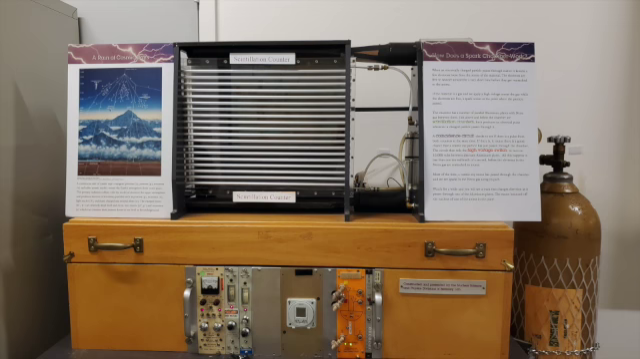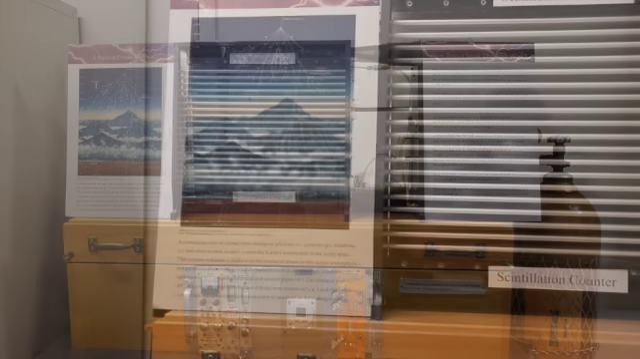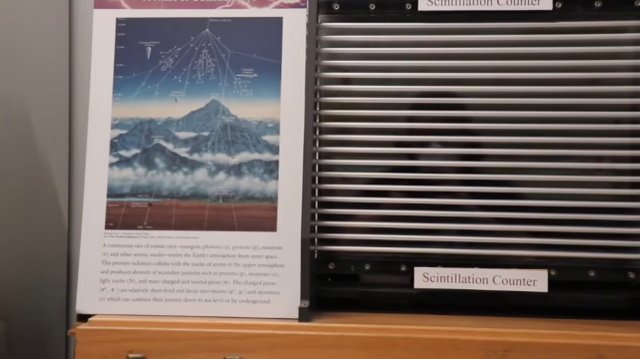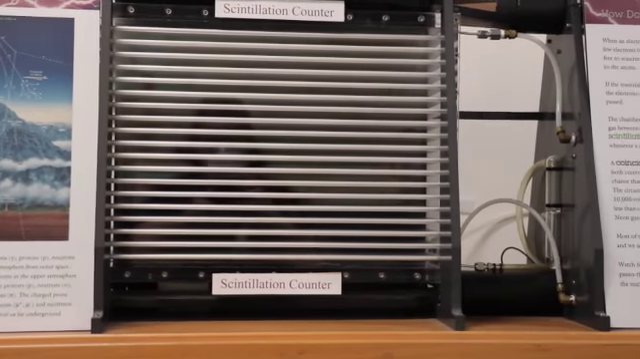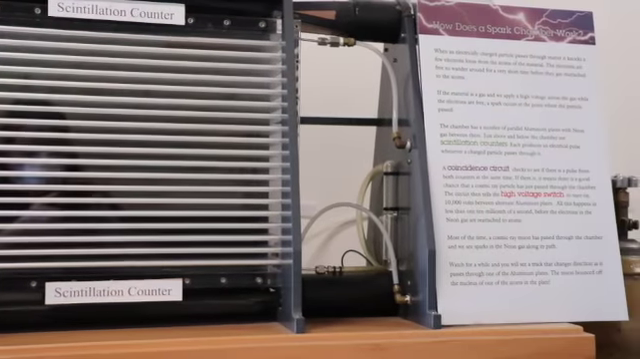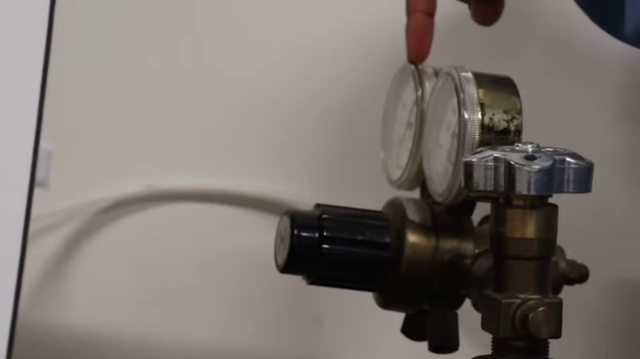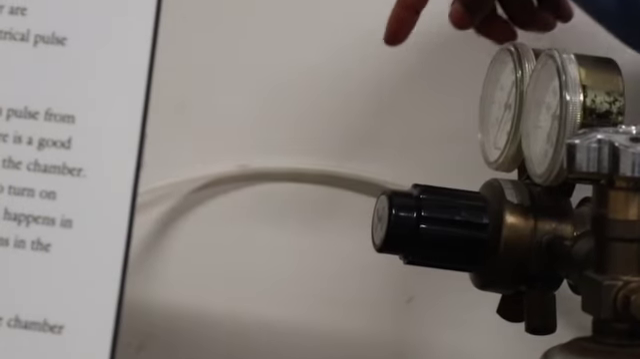Here's the spark chamber setup. You can see the chamber, some electronics, and a gas canister. Let's take a closer look. The actual spark chamber is a sealed box. You can see it's crossed with horizontal aluminium panels. A spark in the chamber will travel between these panels.